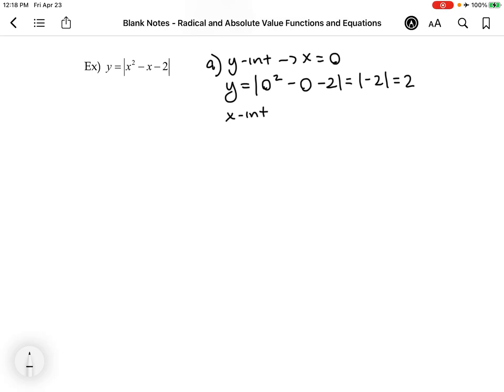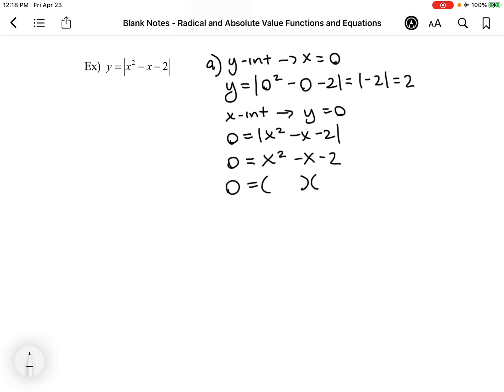For the x-intercept, y equals 0. So I'm going to get 0 equals the absolute value of x squared minus x minus 2. And if the absolute value equals 0, then whatever's inside the absolute value equals 0. So I can remove those absolute value symbols. And now I have to factor. I'm looking for two numbers that multiply to -2 and add to -1. And those factors are x minus 2 and x plus 1. And so I get that x equals 2 and -1.